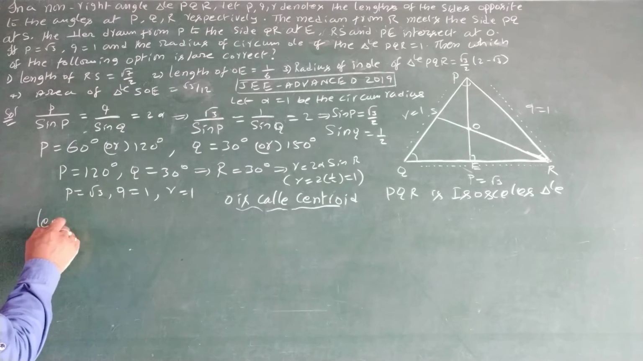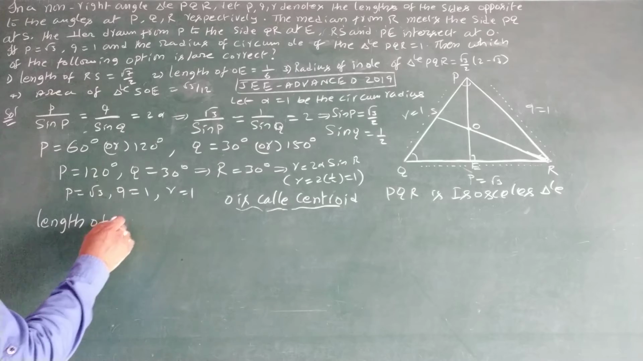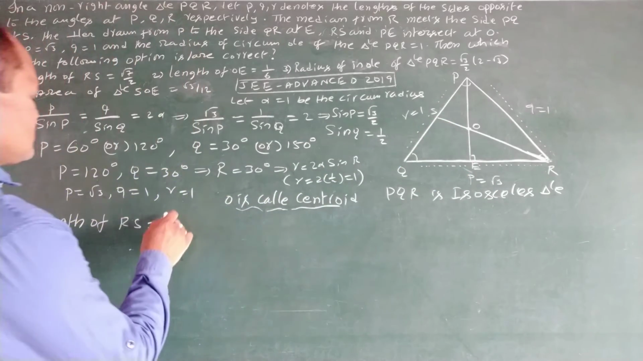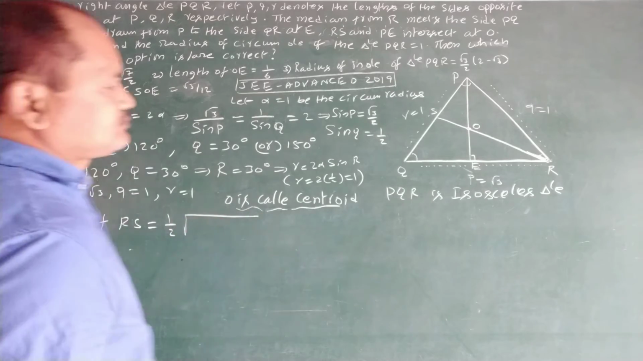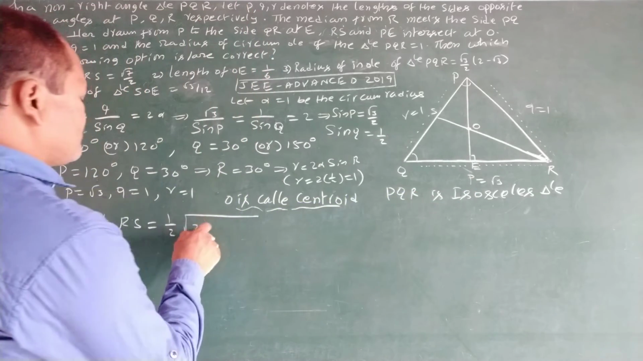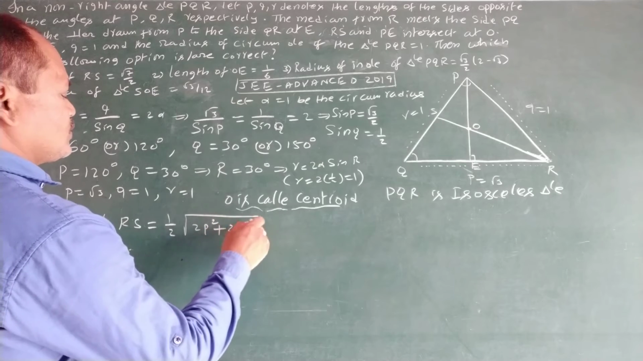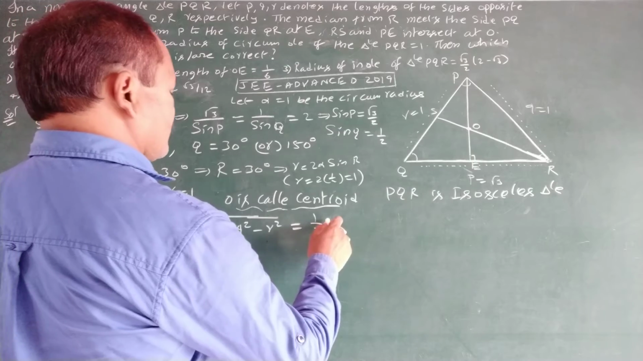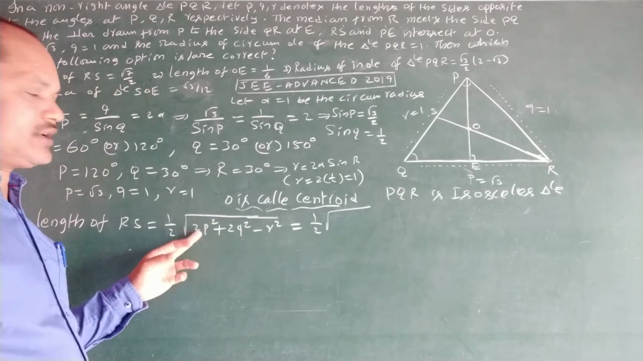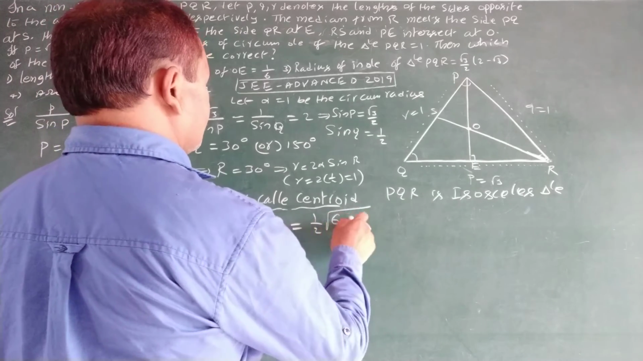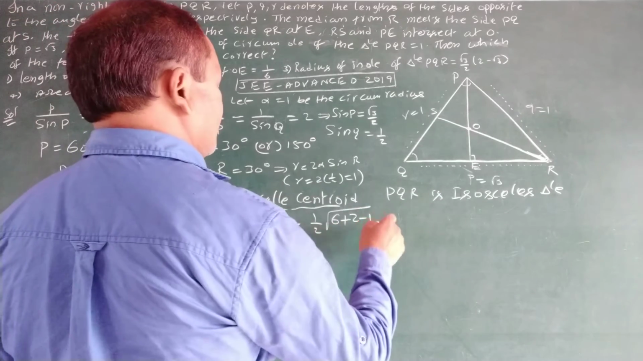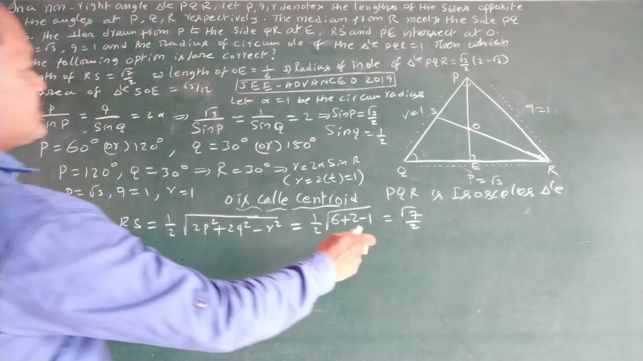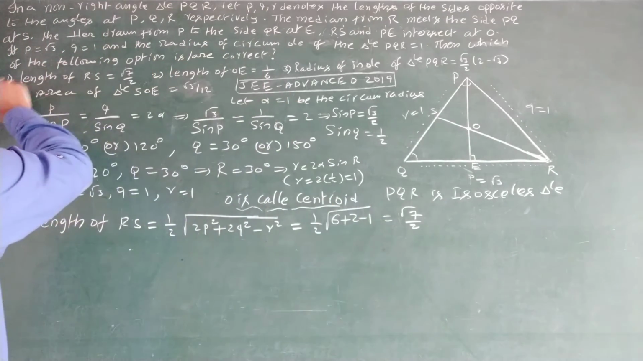Now the length of RS, that means the length of the median formula, that is 1 by 2 into square root of 2P square plus 2Q square minus R square. That is 1 by 2 into square root of 2 into P square, that is 6, plus 2 minus 1, that is root 7 by 2. That's why the length of RS is root 7 by 2. So the first option is correct.